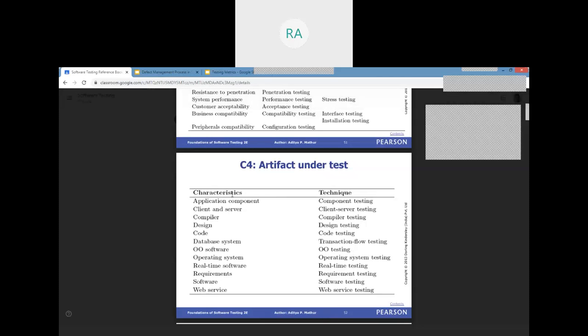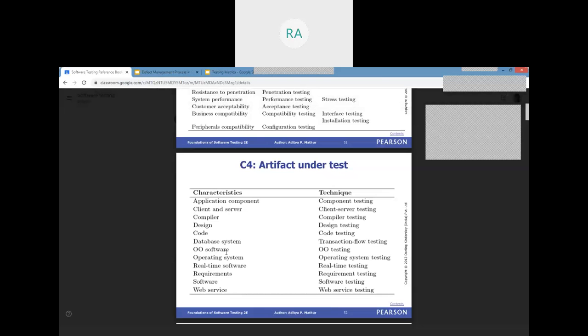Likewise, they have listed many artifacts which we will be considering for testing purposes, and the techniques that are dedicated for these artifacts. I hope everybody is understanding this. There are four categories basically you have to remember. The things which we are discussing are under the title types of testing. Four categories they have framed.